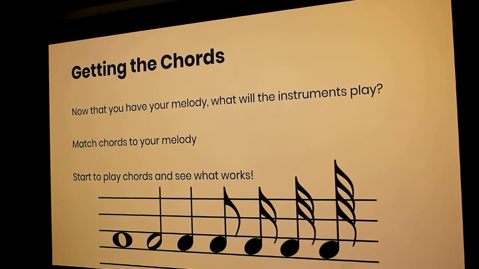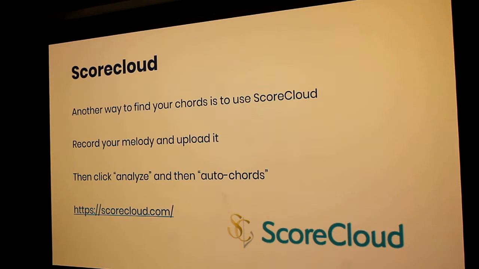When you do this, some of these chords might sound good, some of them might sound bad. When you keep playing these chords and trying different ones, eventually you'll find chords that fit well with your song. This is very trial and error, but it is one of the better ways to get the chords if you have the melody first. Another way to do this is to use Chord Cloud, which I find much, much easier. So let me show you how it works.